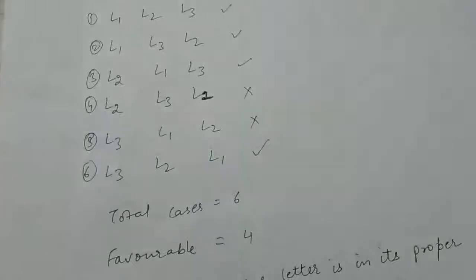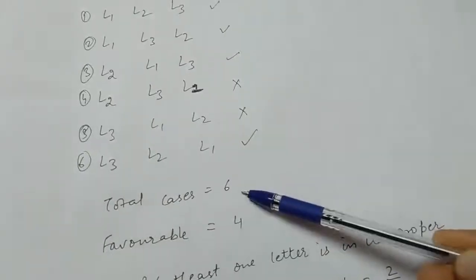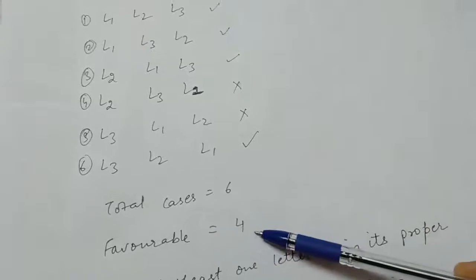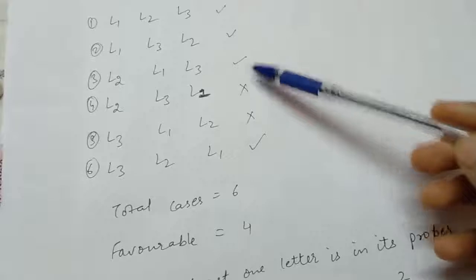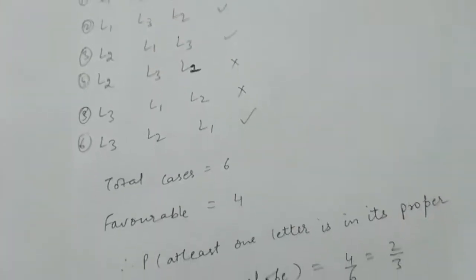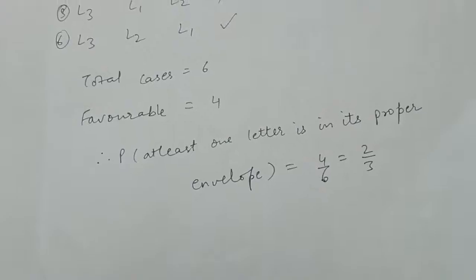So the total cases in which letters can be addressed in the envelopes are 6, and the favorable cases, that at least one letter is in its correct envelope, are these 4 cases. So the probability will be 4 by 6, that is 2 by 3.